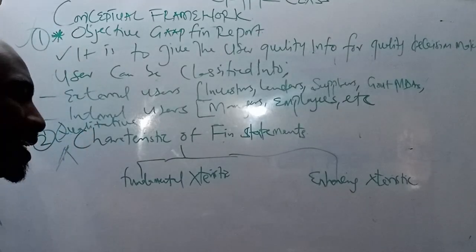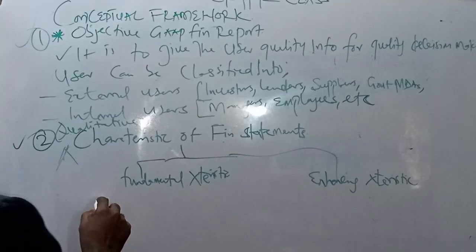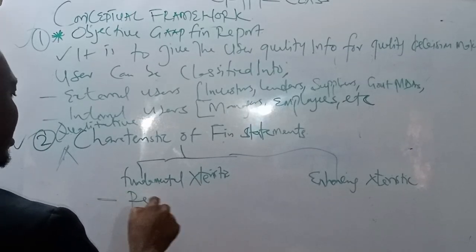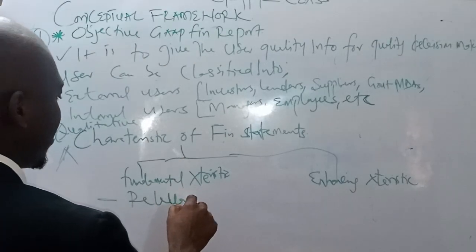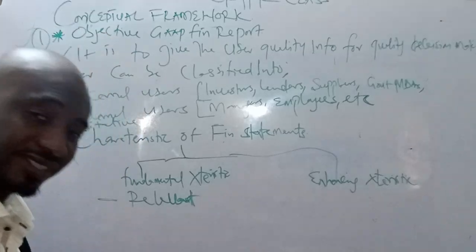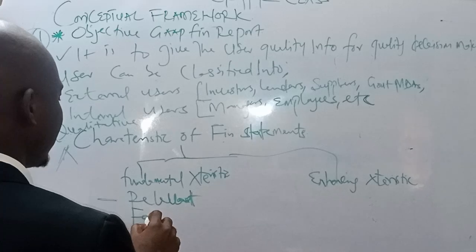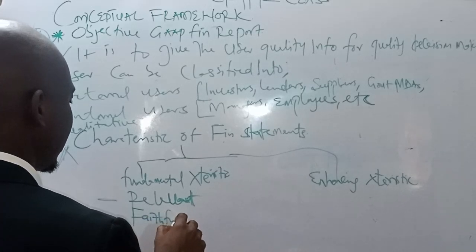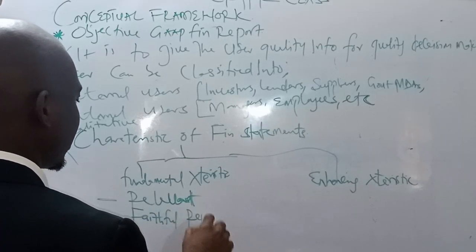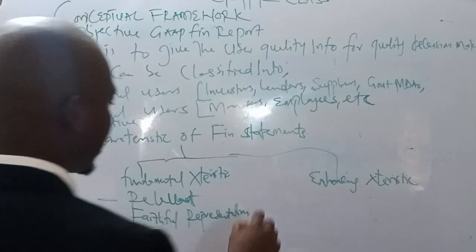of quality, that it has given quality information, the fundamental is that the information that is provided must be relevant. Must be relevant to the users. Very, very important. Number two, the information there must be faithfully represented. Faithful representation of information. That is the number two characteristic.